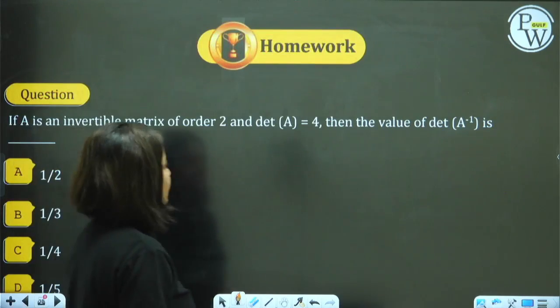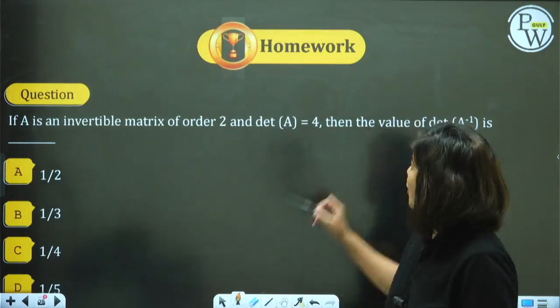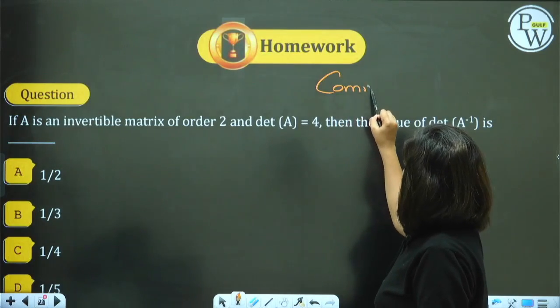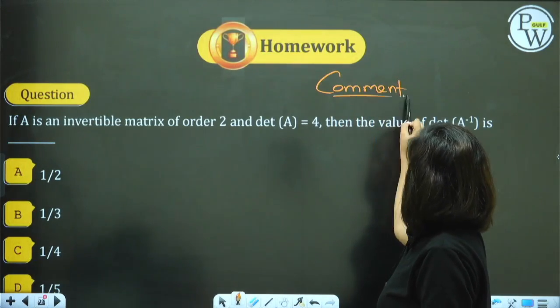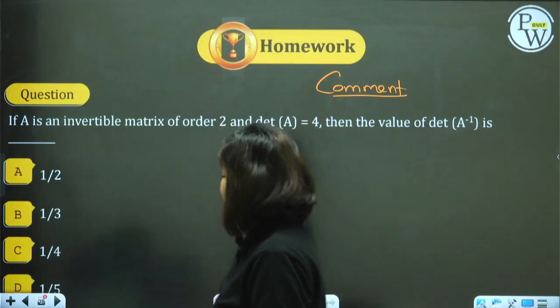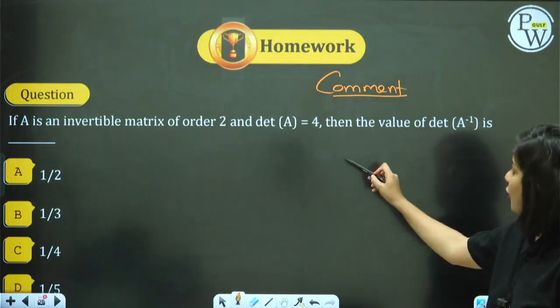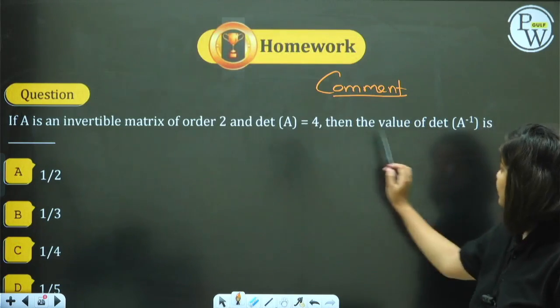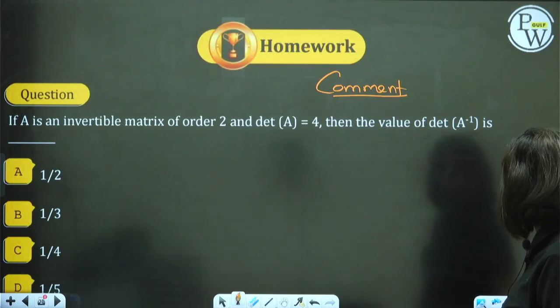Right. As this is the homework question, you can solve and comment and let me know whether you could solve this question, yes or no. Options are half, 1 by 3, 1 by 4, 1 by 5. For this, determinant A is 4, order is 2, determinant of A inverse will be how much?